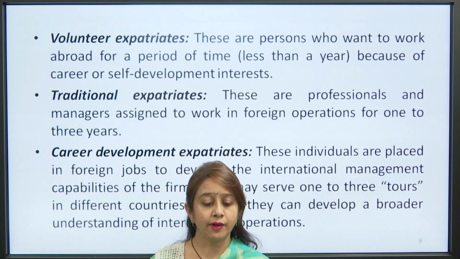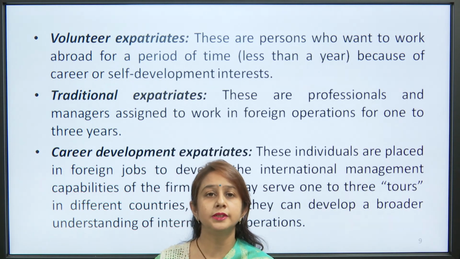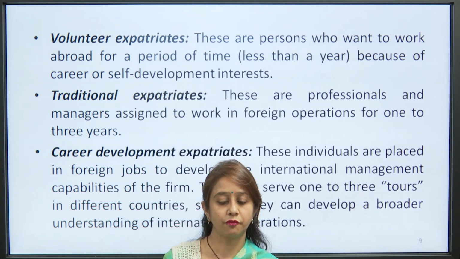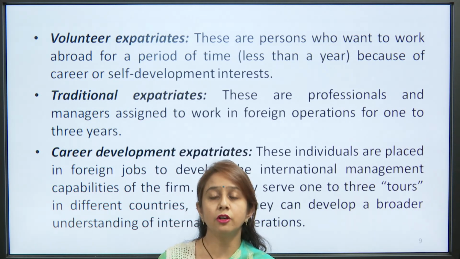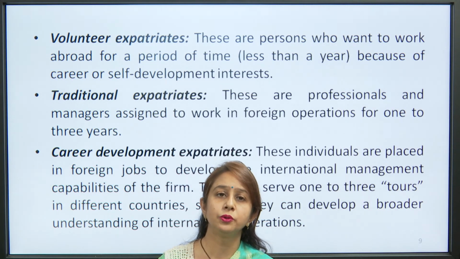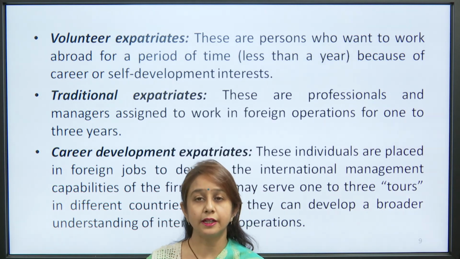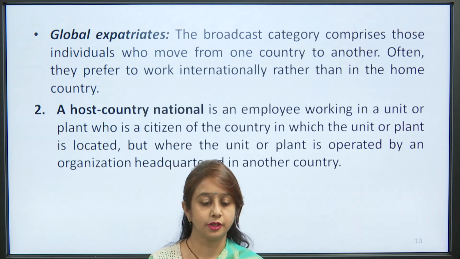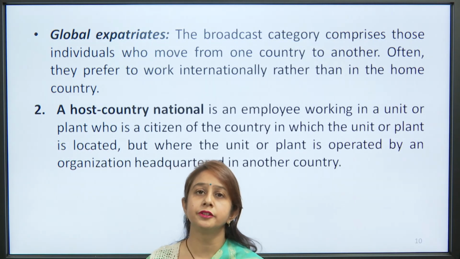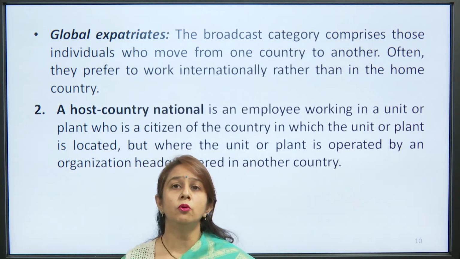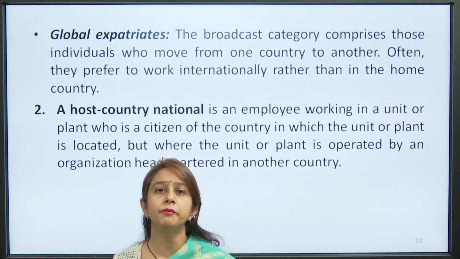Now, career development expatriates: these individuals are placed in foreign jobs to develop the international management capabilities of the firm. They may serve in those countries on 1 to 3 tours in different countries, so that they can develop a broader understanding of the international operations. Then we have global expatriates. The broadest category comprises those individuals who move from one country to another. Often they prefer to work internationally rather than in the home country.